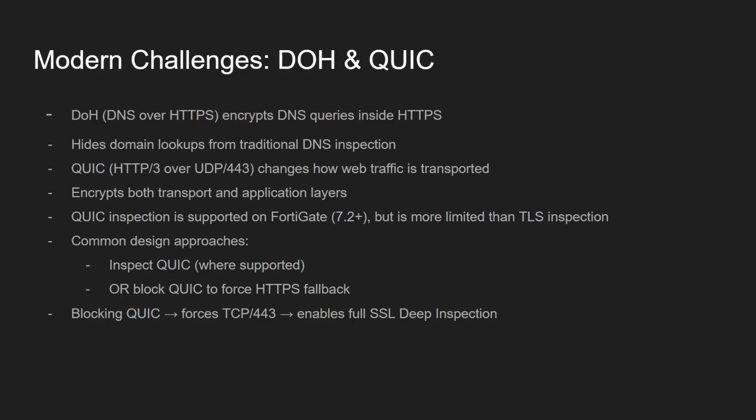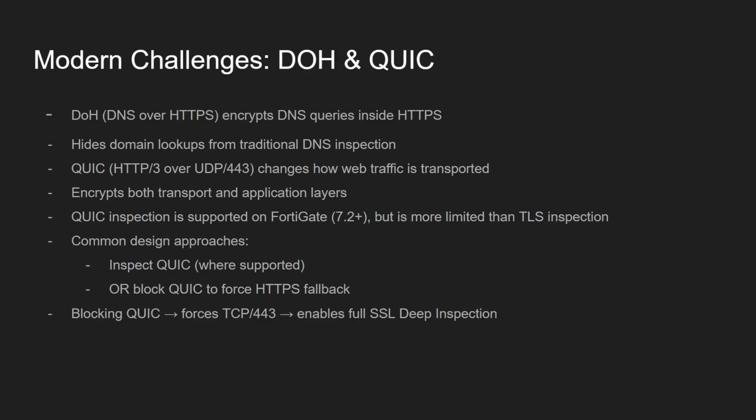QUIC runs over port 443, UDP 443, and it encrypts both the transport and the application layer. Because of that, it changes how the inspection works compared to traditional TLS. In newer FortiOS versions, FortiGate actually does support QUIC inspection. It's a little more limited and less mature than standard deep inspection, but there is a use for it, and we'll go over that too.